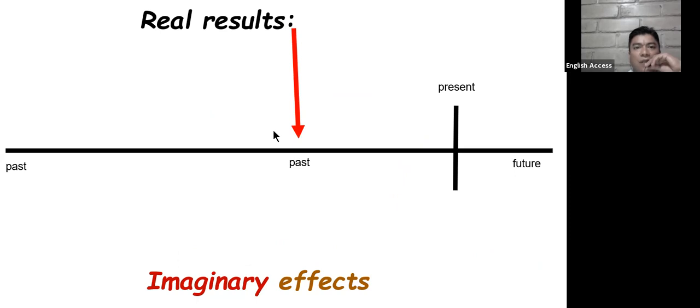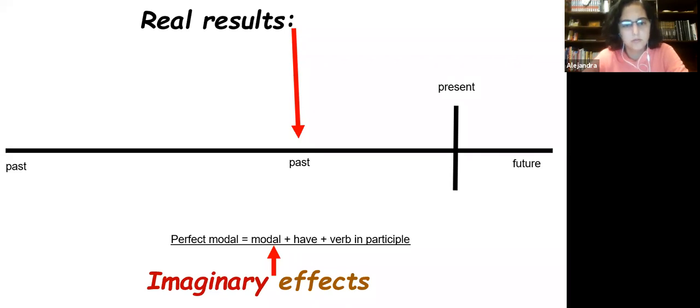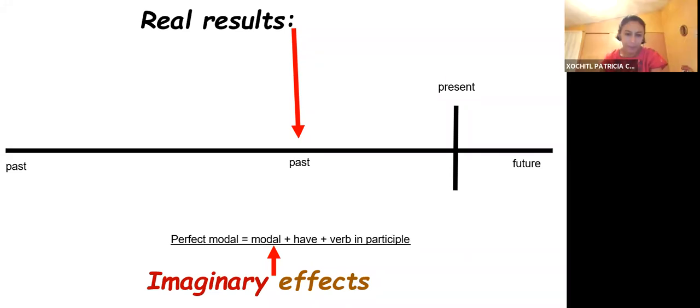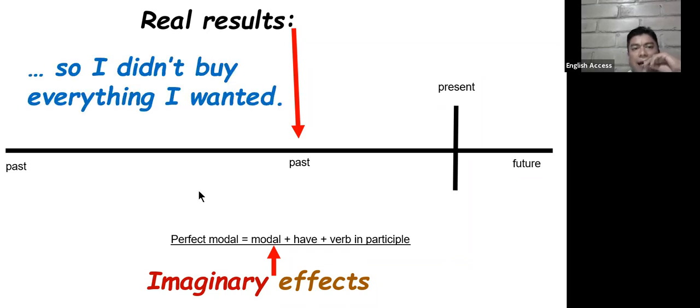Now, the real results in the past. How is the imaginary effect? Perfect modal: modal plus have plus verb in participle. I didn't buy everything I wanted.